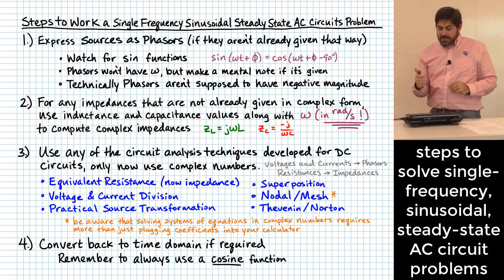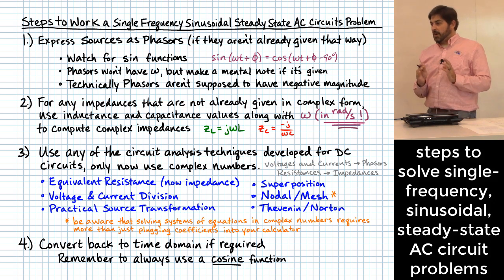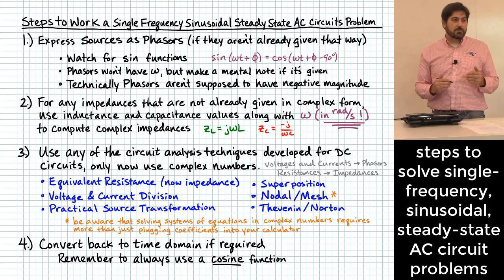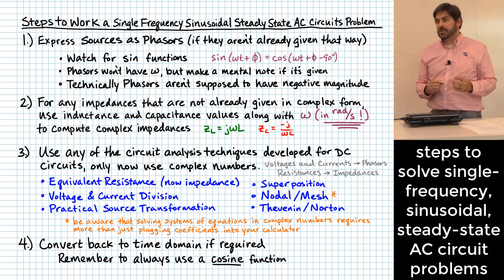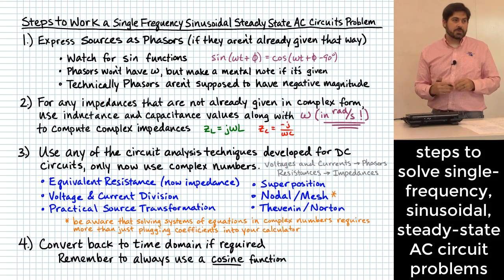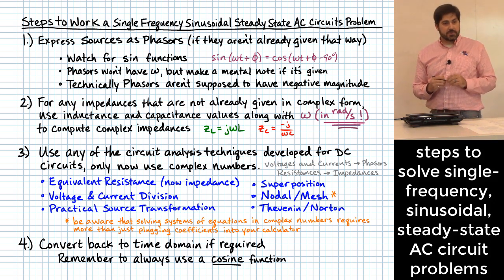Second thing, for anything that you have in your circuit that is not already expressed as a complex impedance, so this is for your passive elements in your circuit. If you have any passive elements in your circuit that are not already expressed in terms of complex impedances, you have to convert those to complex impedances, okay? Remember that when you do that, you have to know what angular frequency you are driving the circuit at, okay? So that's kind of an important point.